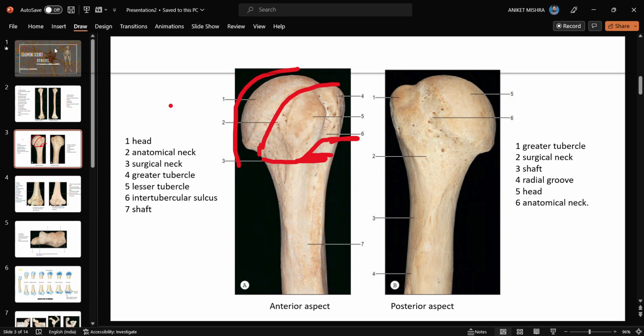Let me remove it first. So this is the line where the surgical neck is formed. Then we talk about the greater tubercle and the lesser tubercle.